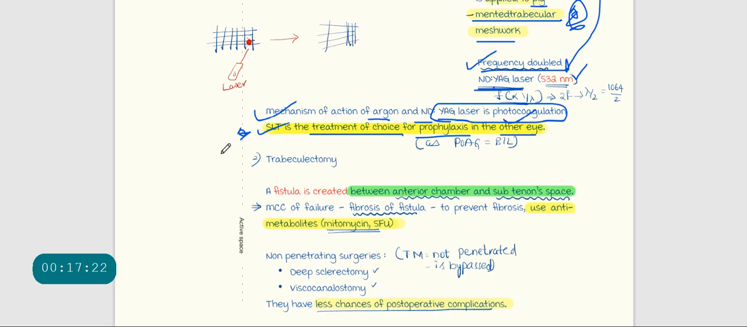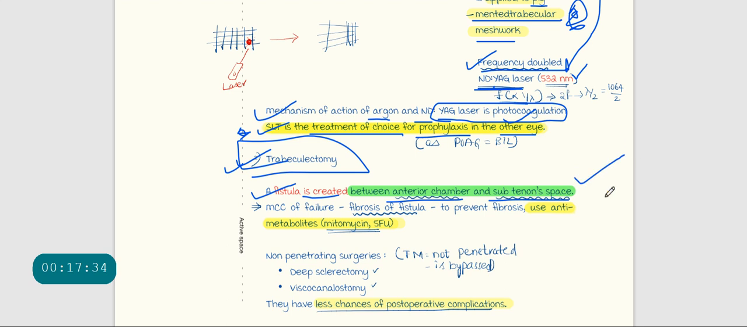So another type is trabeculectomy. So we can do trabeculectomy as a surgical option, in which a fistula is created between the anterior chamber and the subtenon space. Okay. Now the most common cause of failure of trabeculectomy is fibrosis of the fistula, and to prevent this fibrosis we use anti-metabolites. Okay, we use anti-metabolites like mitomycin and 5-FU. These are used now.